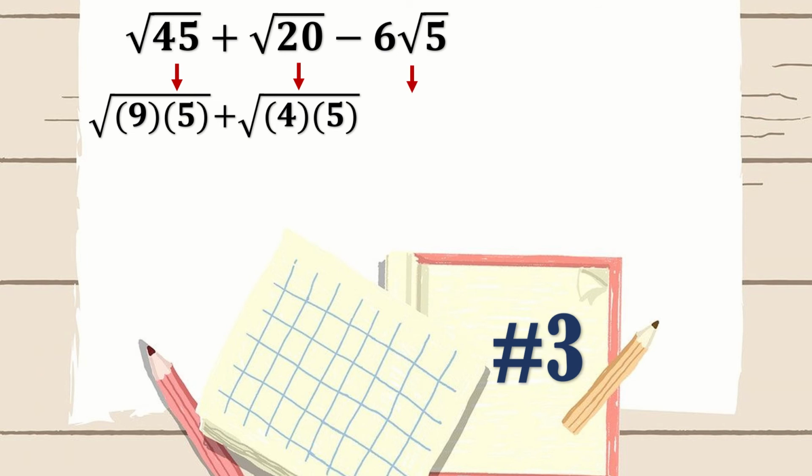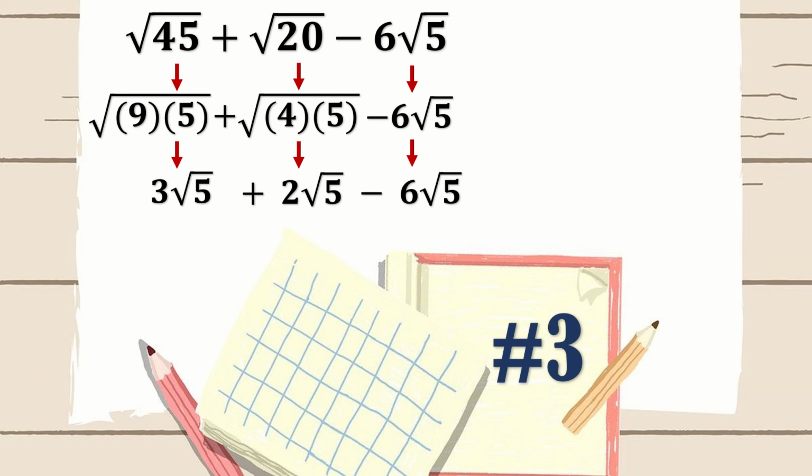Then, 6 square root of 5 is in the simplest form. Square root of 9 is 3, square root of 5 is square root of 5. So, it will be 3 square root of 5. Next, square root of 4 is 2, then square root of 5 is square root of 5. So, that will be 2 square root of 5. Then again, copy 6 square root of 5.